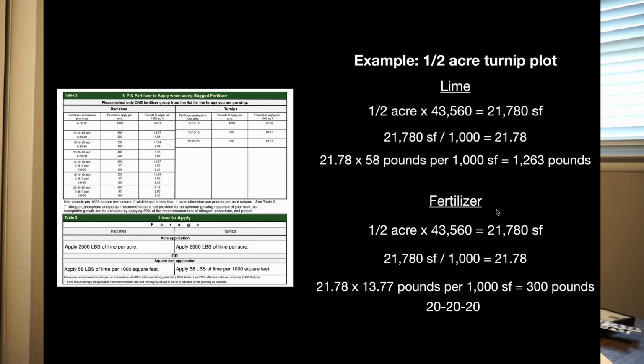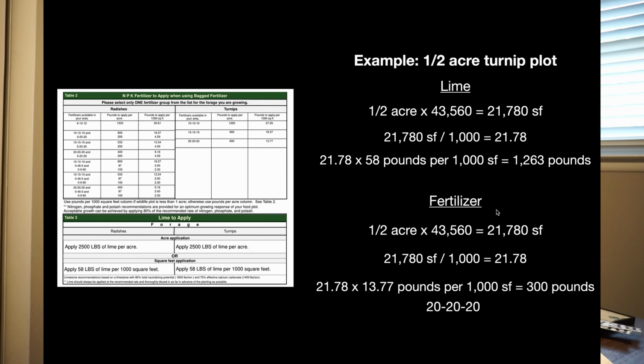21.78. And for the example of the lime down here, you're going to multiply that by 58 pounds per 1,000 square feet, which gives you 1,263 pounds of lime needed to reach that desired target pH.